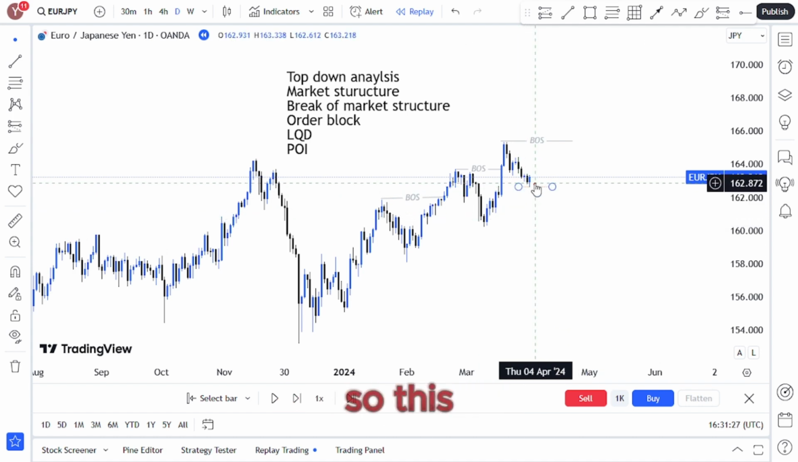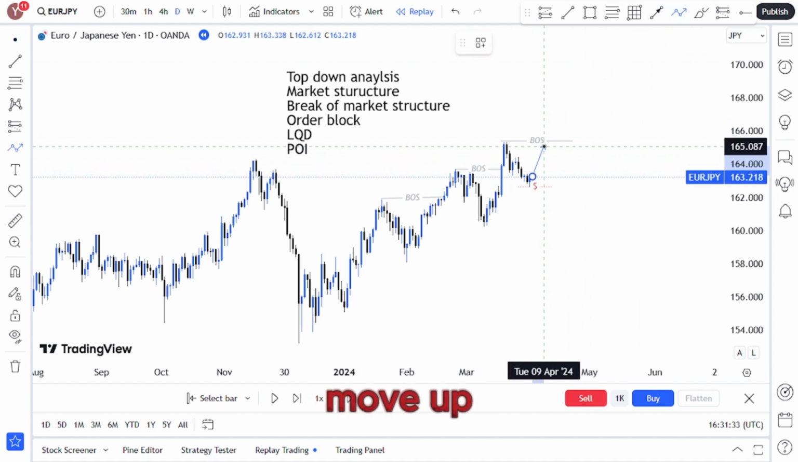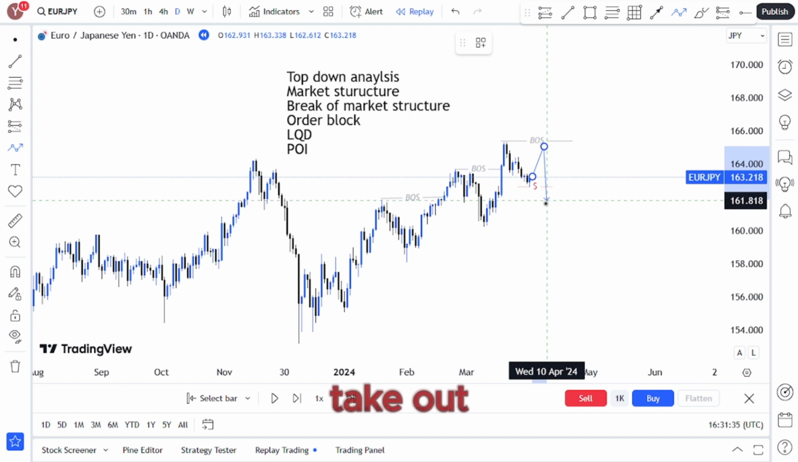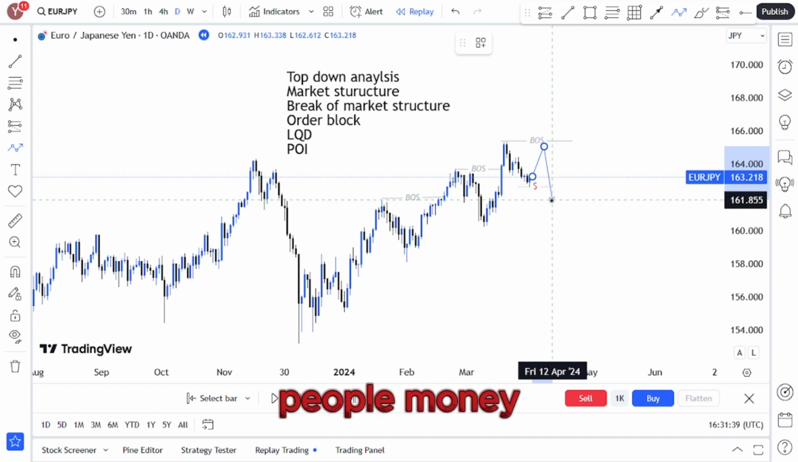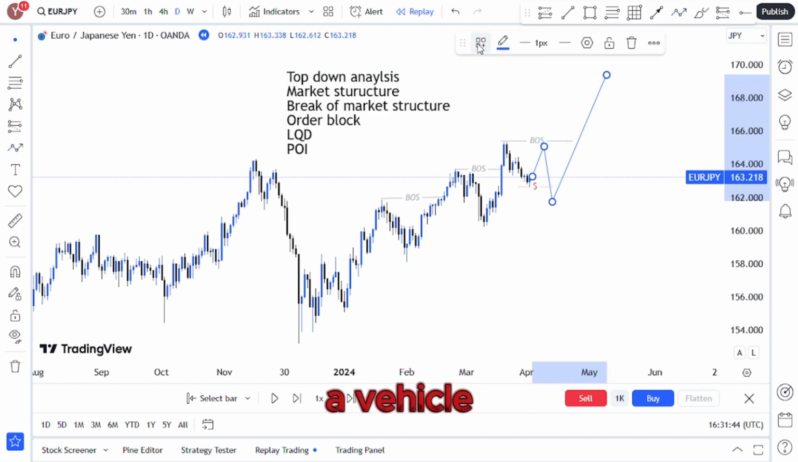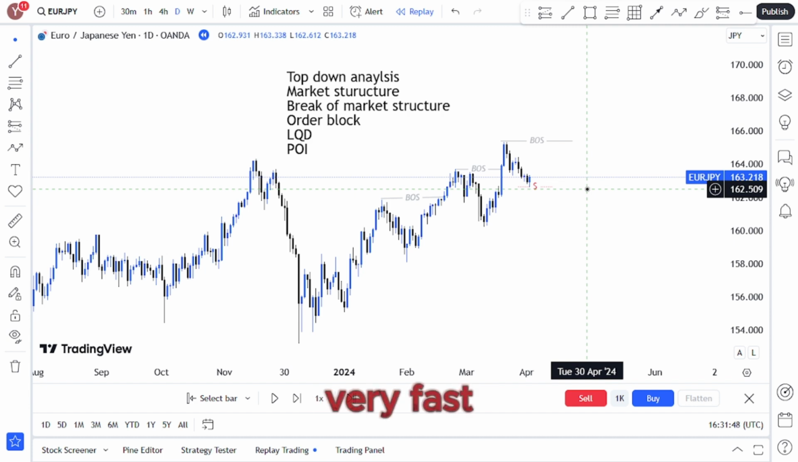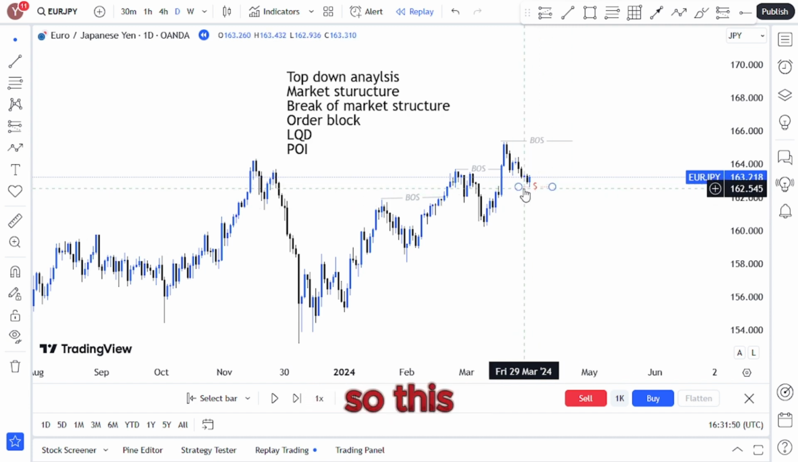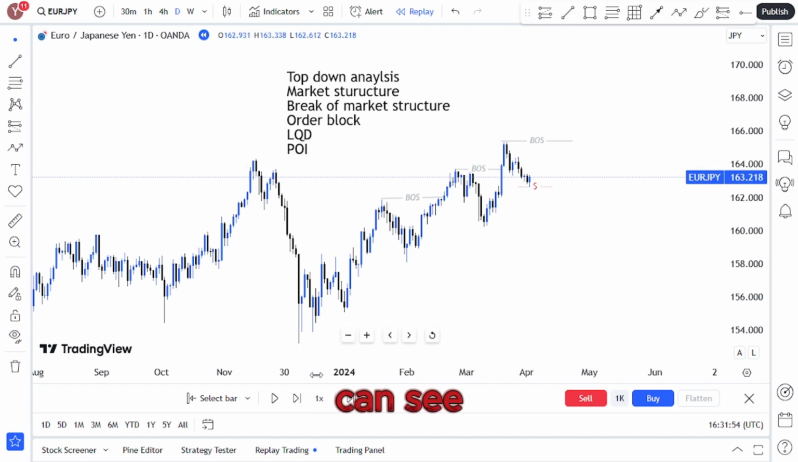So this is your liquidity. Price has to come back, move up, take out your liquidity, take out the liquidity in the market, take out people's stop losses in the market, take out people's money in the market before price can start moving ahead. Just like a vehicle needs fuel before it can move very, very fast. I believe that's clear. So this is the liquidity. Now we want price to take out this liquidity before we can see a push to the upside.